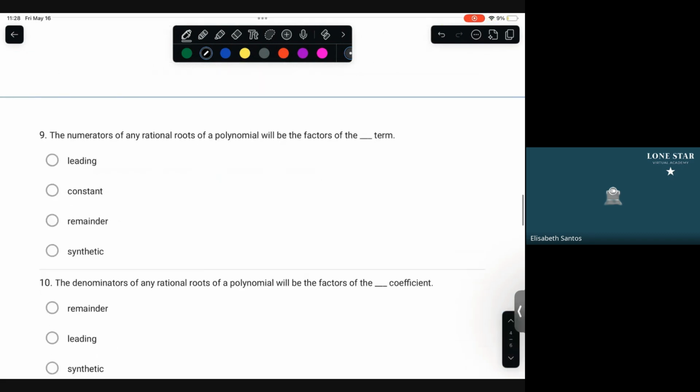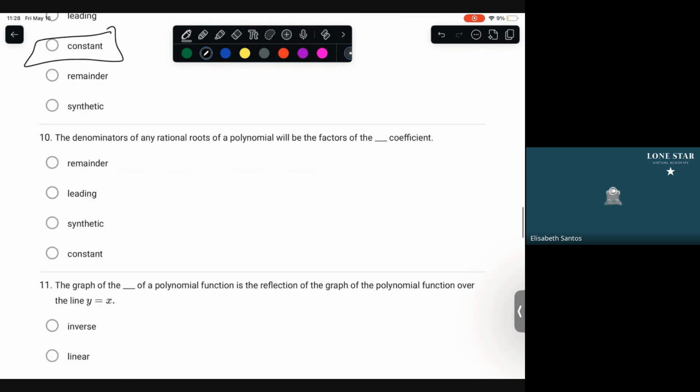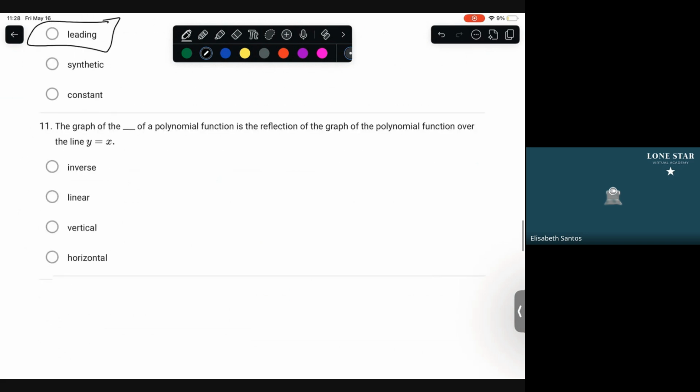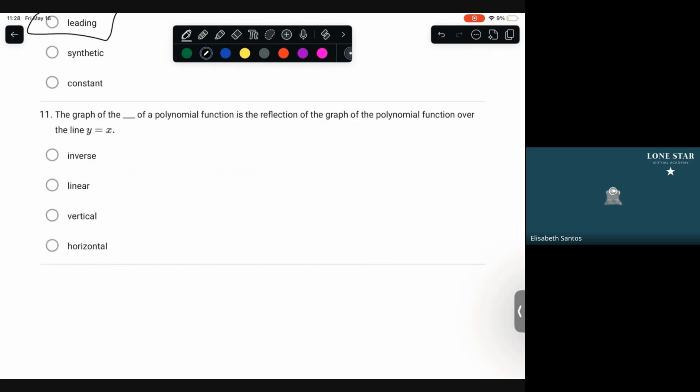Okay, so 9, the numerators of any rational roots of a polynomial will be the factors of the constant term. 10, the denominators of any rational roots of a polynomial would be the factors of the leading coefficient. And then 11, the graph of the inverse of a polynomial function is the reflection of the graph of the polynomial function over the line y equals x.